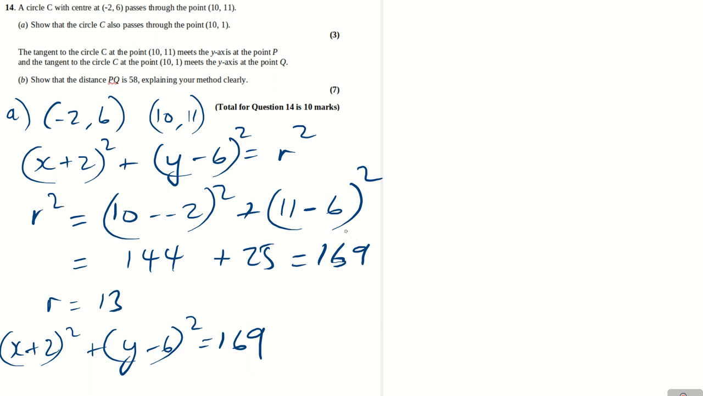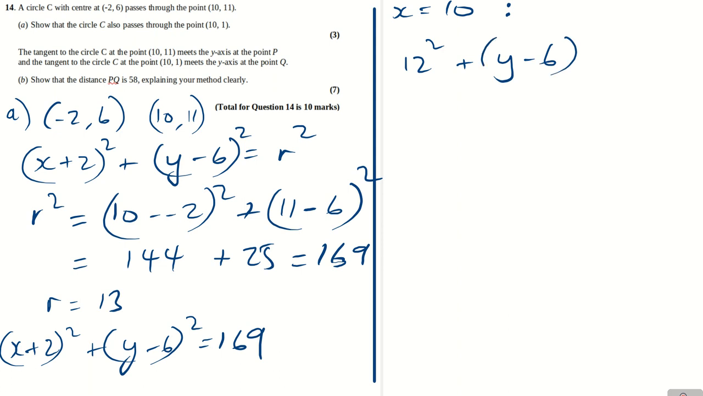Now, it says show the circle also goes through the point 10, 1. So what we need to do is substitute x equals 10 into our equation. So we substitute that in and we're going to get 10 plus 2 is 12 squared plus y minus 6 squared equals 169. We're going to get an equation for y, and there's going to be two solutions, one of which should hopefully be 11, the point they give us, and the other one should be y equals 1.